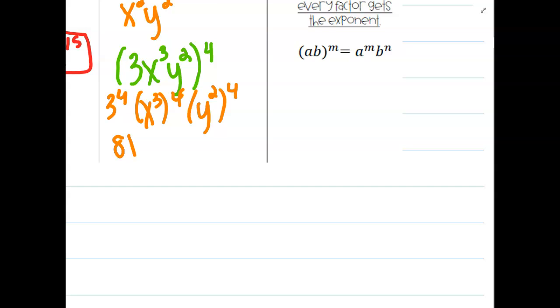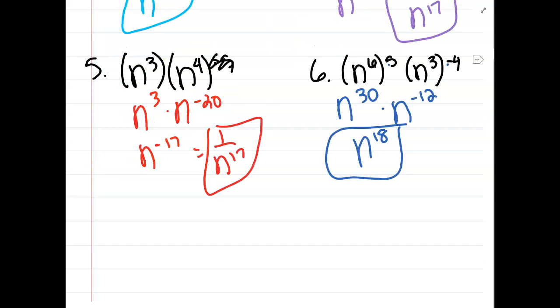Now, x cubed to the 4th power, that's this rule, right? Power of a power. This is x cubed times x cubed times x cubed times x cubed. If you did the repeated addition, it'd be 3 plus 3 plus 3 plus 3, which is the same thing as 3 times 4, so x to the 12th. And then same rule here, power of a power, 2 times 4 would be y to the 8th. Okay, questions on that? Okay, let's jump over and let's finish up some of these examples.